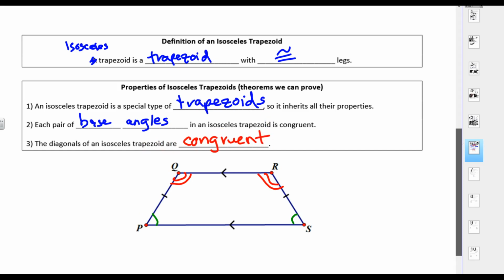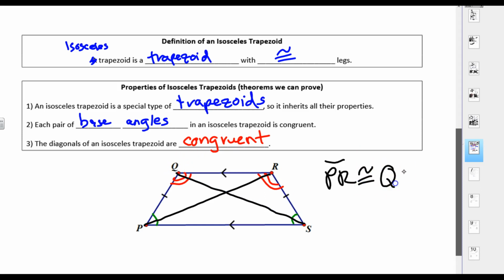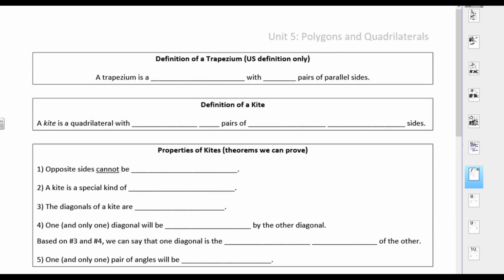So when I draw in my diagonal, PR is going to be congruent to QS. Now they don't bisect each other, because if you look, we're not breaking this into nice congruent triangles. They don't bisect each other, but they are congruent. So that's an isosceles trapezoid.